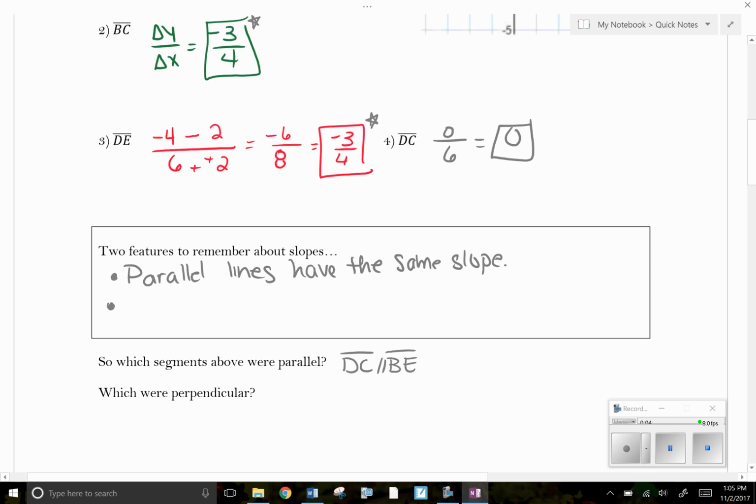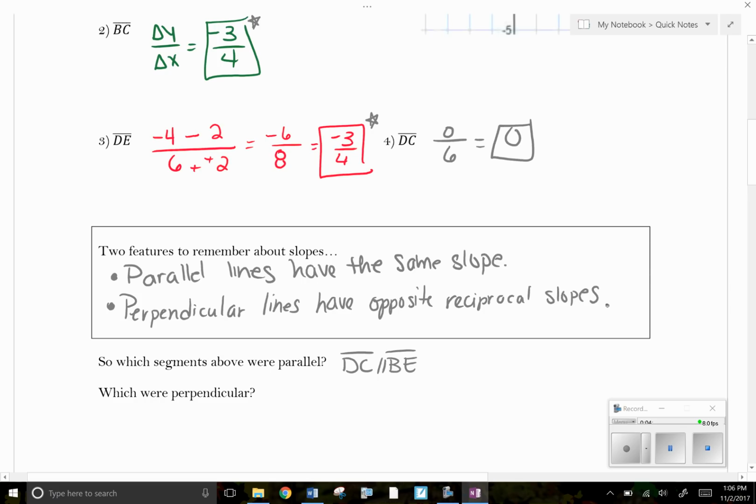Wait, perpendicular? I haven't said anything about that. All right, well, perpendicular, remember, means forms a right angle. And in coordinates, we know that things are perpendicular if they have opposite reciprocal slopes. Perpendicular lines have opposite reciprocal slopes.